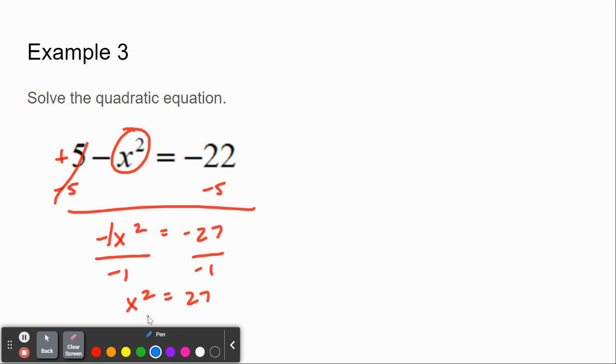So that's step 1, isolating the squared term. Next, I will take the square root of both sides, and again, don't forget to put that plus or minus in front of that square root of 27. And now let's break down 27. So 2 does not go in, but 3 does. 3 goes in there 9 times. 3 is prime. 9 breaks down to 3 and 3. All those 3's are primes.